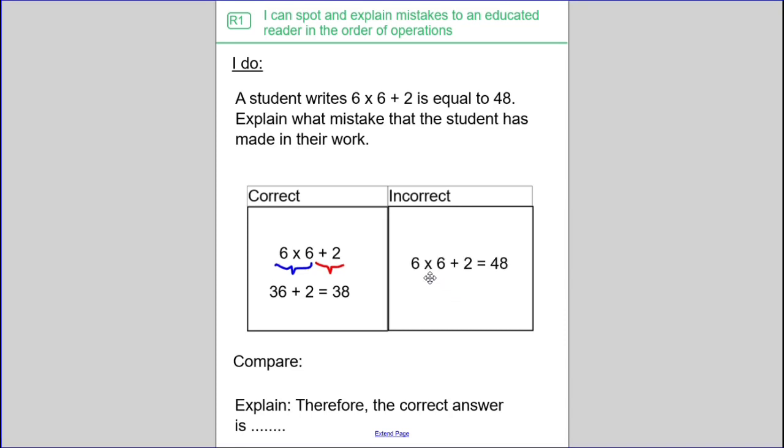Then for the incorrect box, remember, it just means the incorrect statement that was made. This means that we need to write that it equals 48. Now to compare them, the student added first before multiplying. So they did 6 add 2, which gave them 8. Then multiplied it by 6, which gave them 48. And that's obviously incorrect. Therefore, the correct answer is 38.